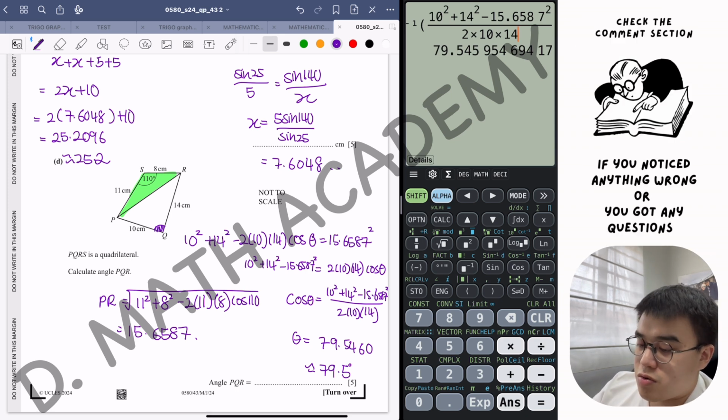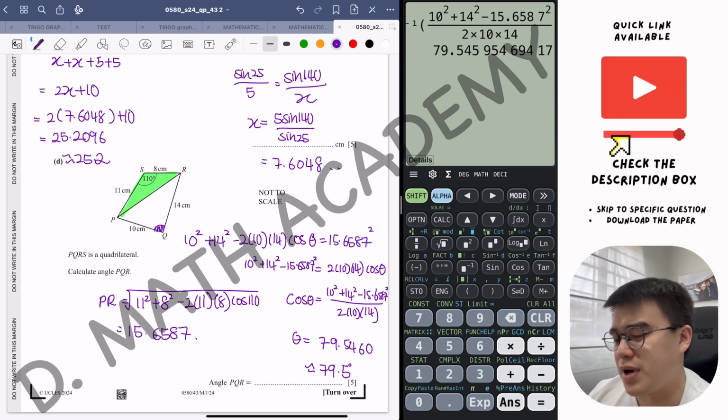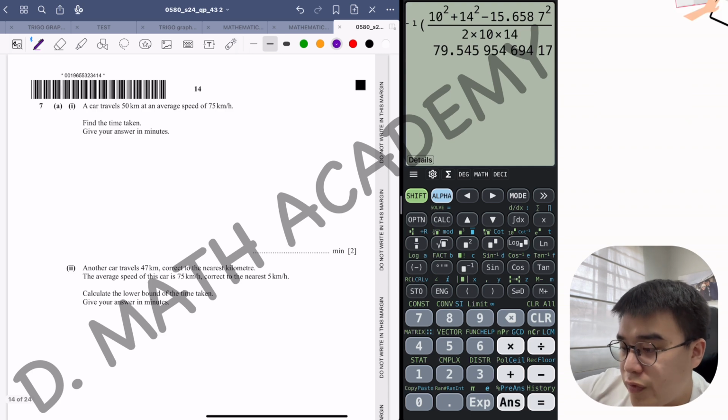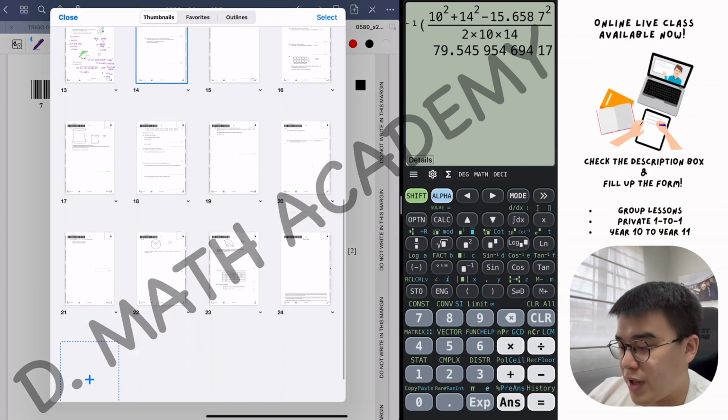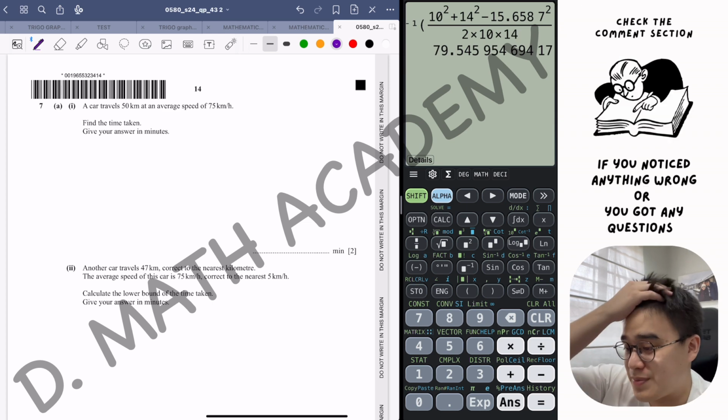Okay, so not really super hard. It's just troublesome, I would say. That's the summary of this question. Moving on to question 7. Okay, we are halfway through, 10 more pages. Then we are done with this paper.